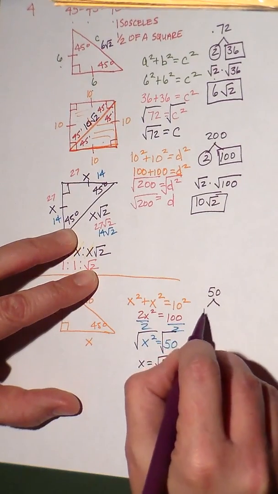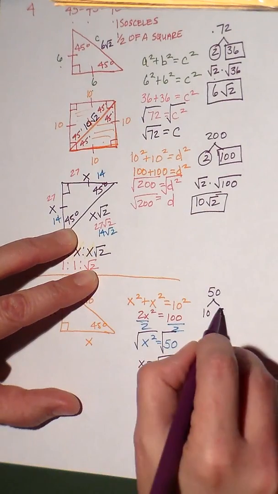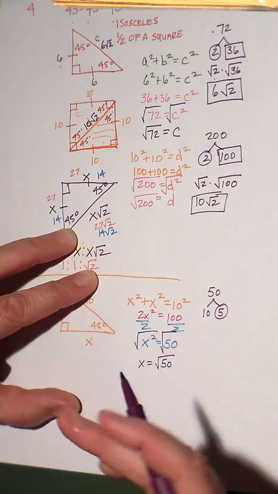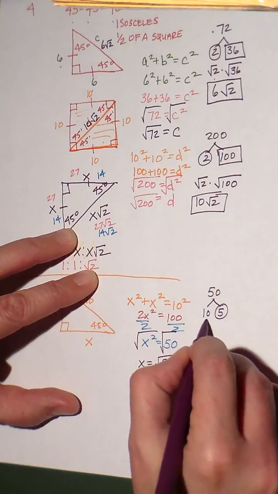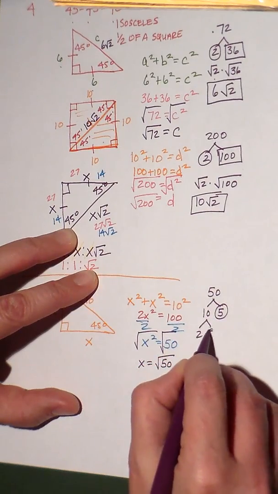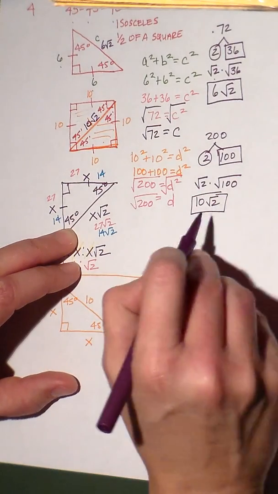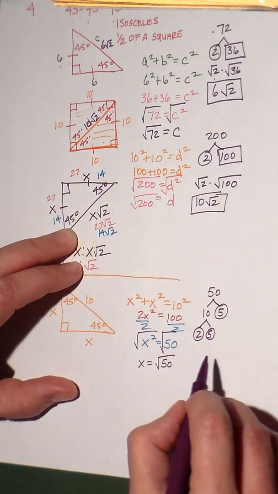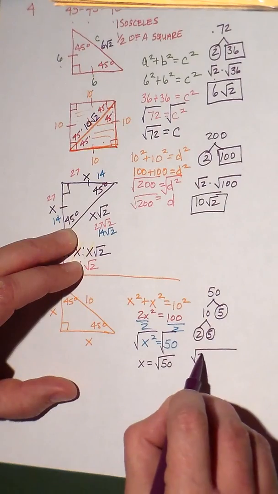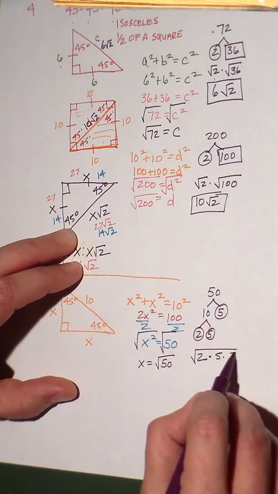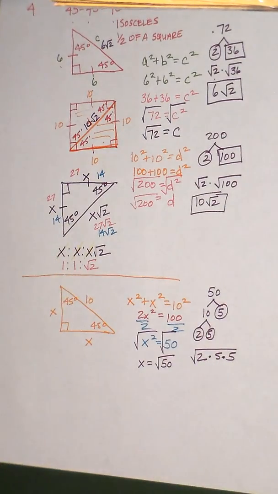All right? I'm going to do 10 times 5 this time. 5 is prime. Don't have any pairs. 10 is 2 times 5. Those are both prime. So this is another route I can go other than finding if I don't have a perfect square. I'm going to go all prime. So square root of 50 is the same as the square root of 2 times 5 times 5, right?